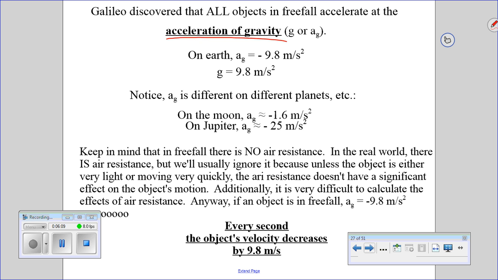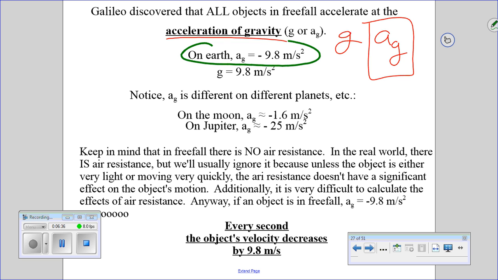Now, most books just use the letter G to represent the acceleration of gravity. I tend to try to use AG because it stresses the fact that it is an acceleration. When we get to AP, if you take AP, we'll probably switch over to G, but for a first year course, I really like to try to use AG instead of G because, like I say, it emphasizes the fact that it's an acceleration. All right, and so it turns out on Earth, the acceleration of gravity is negative 9.8 meters a second squared.